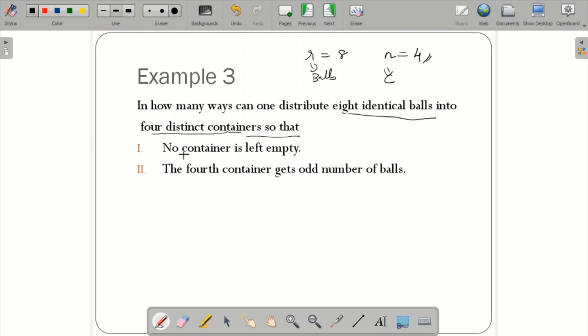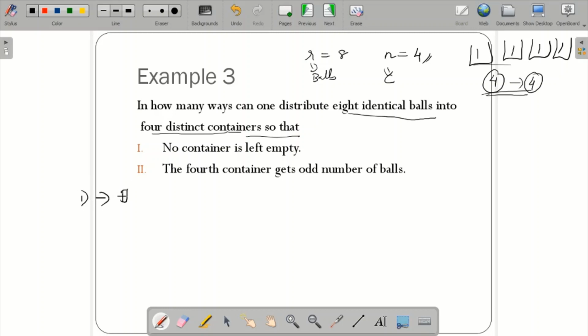So here he has given the first condition that no container is left empty. That means there are 4 containers, 1, 2, 3, 4. No container is left empty means there are how many balls? 8 balls. So I need to give at least one to all the containers. If I distribute one ball to all these containers, remaining would be 4. Those 4 should again be arranged among these 4 containers, so I need to find the combination. So let me solve the first one.